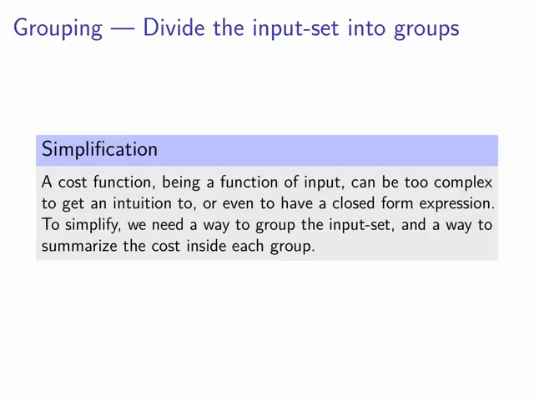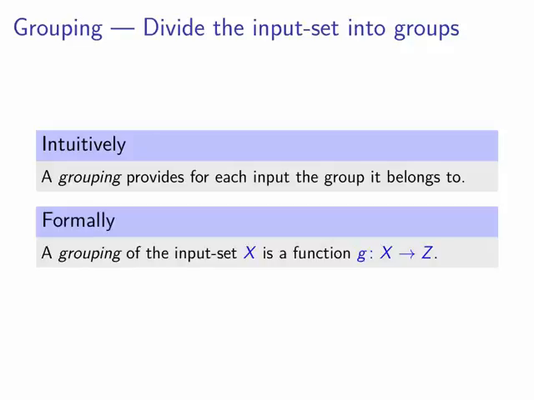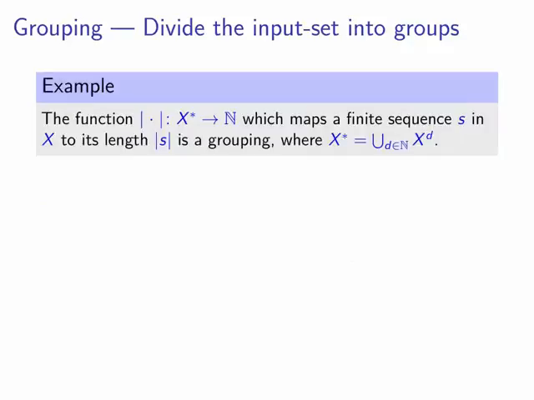Recall that a cost function is a function from the input set to non-negative real numbers. A cost function can be too complex to get an intuition to, or even to have a closed form expression. To simplify, we need a way to group the input set and a way to summarize the cost inside each group. A grouping provides for each input the group it belongs to. A grouping is a function from the input set to another set. For example, the function which maps a finite sequence to its length is a grouping.